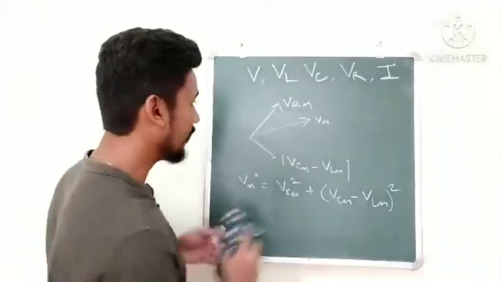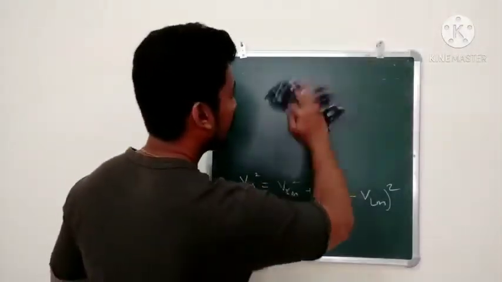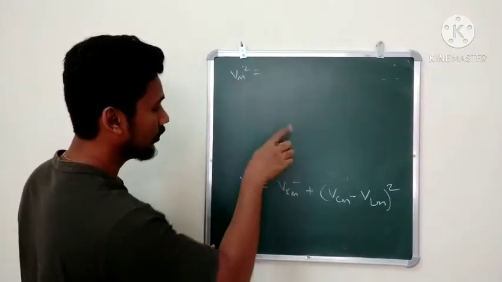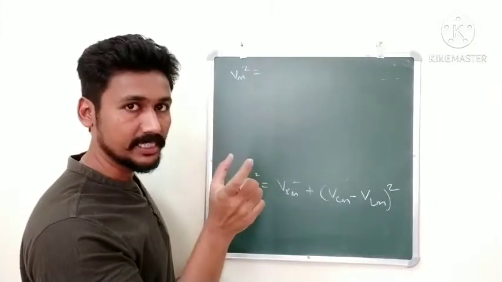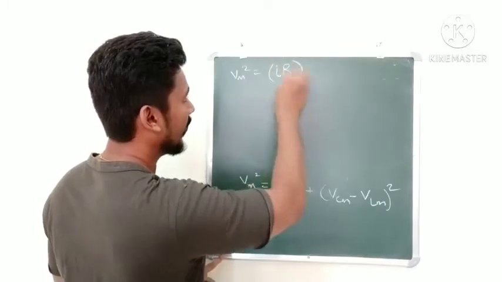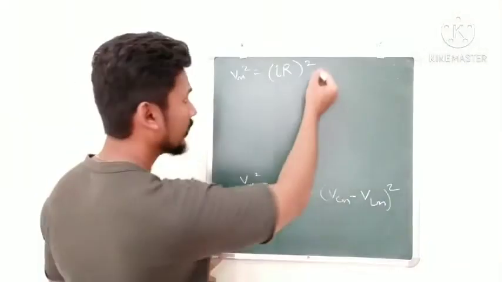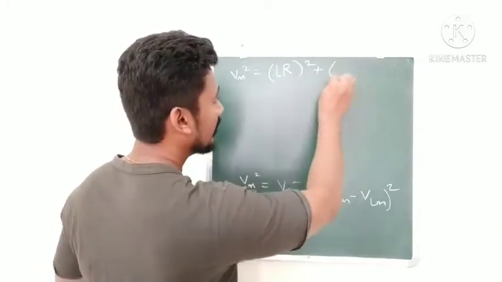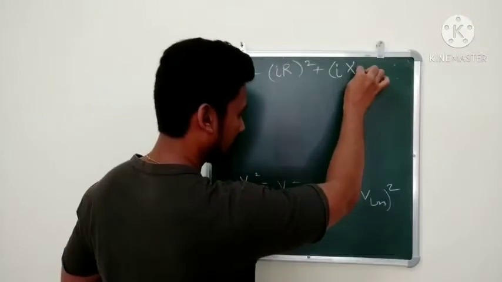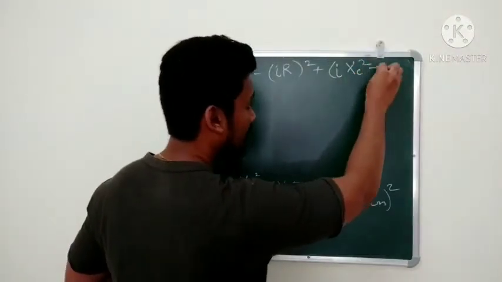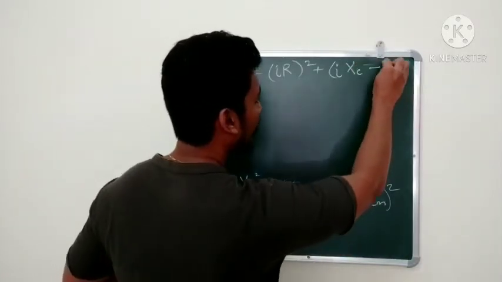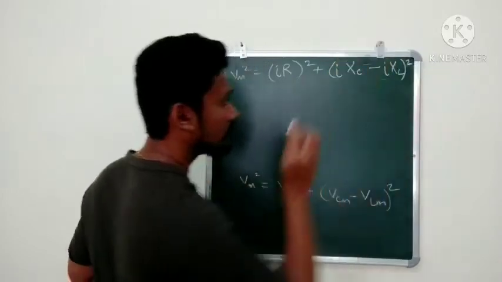Note this relation. I am going to continue it here now. Therefore, Vm square is equal to, now how much is VRM? That is the voltage across the resistor. We already know that it is equal to I into capital R, whole square, correct? Plus, how much is VCM? VCM will be equal to I into XC, minus how much? I XC. How much is VLM? That is equal to I XL, and this bracket square.